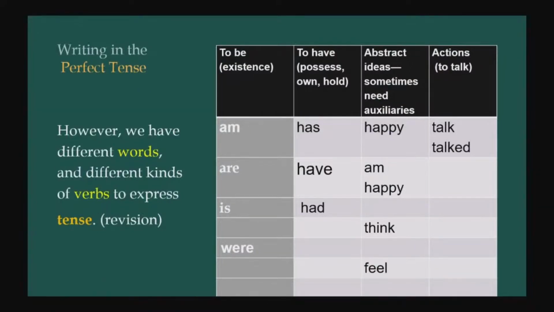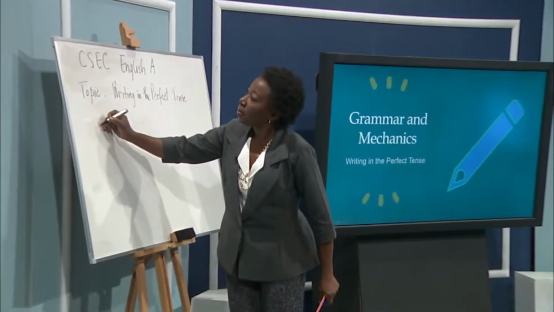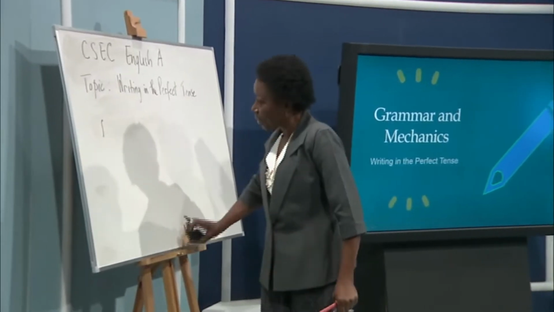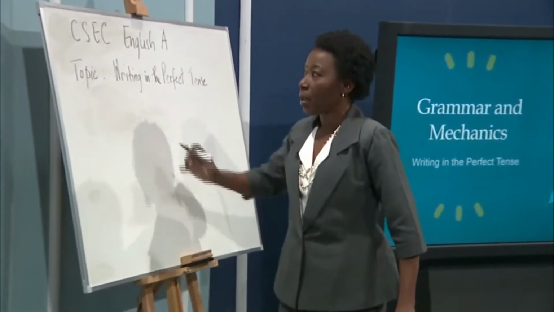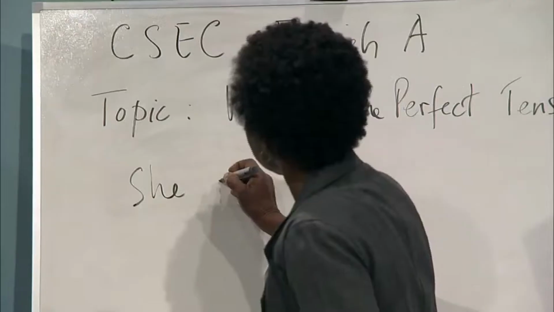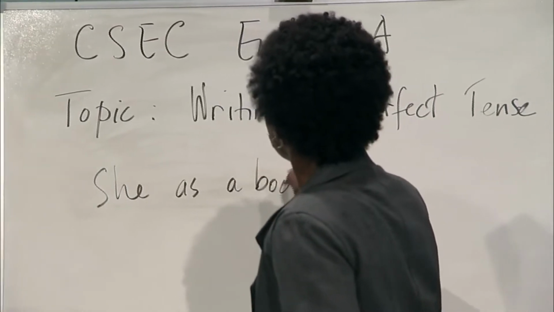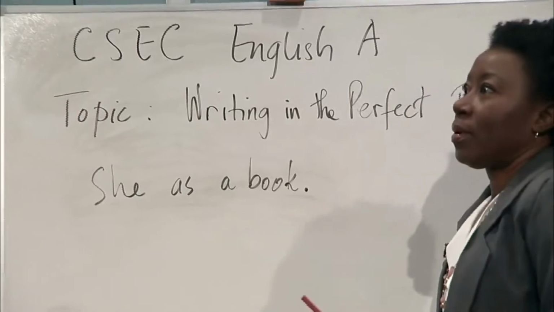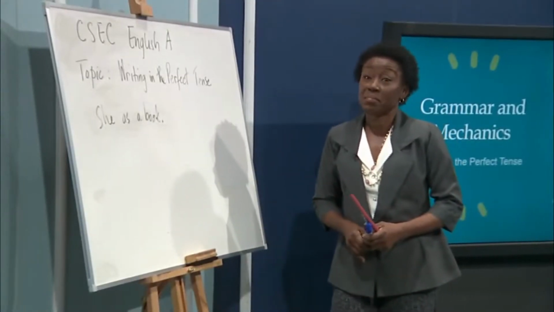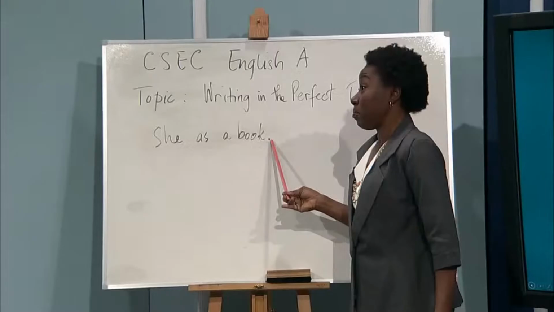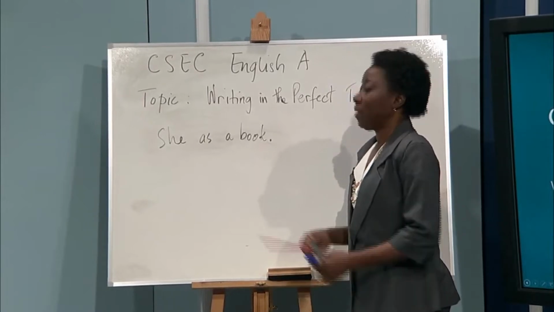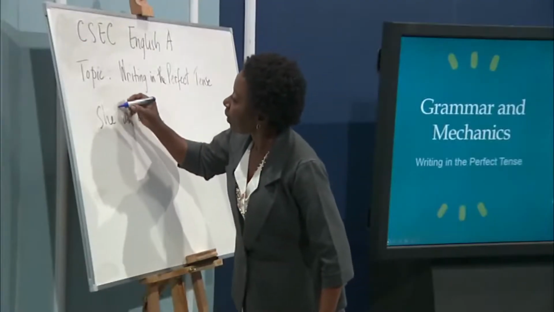Now, I would like you to remember that has and have. Let me do a sentence for you. Some of you make mistakes when you are writing. So, for instance, you say, she, all right then, she as a book. I see that very often in your work. Is this okay? What's wrong with it? The H is missing. Okay then, the H is missing.